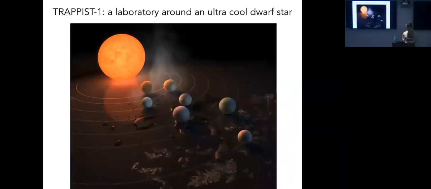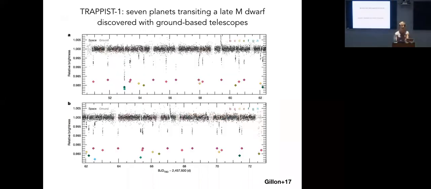Okay, so a totally different planetary laboratory that is near and dear to my heart is TRAPPIST-1, which is a late M dwarf orbited by 7 Earth-sized planets, 3 of which are in the habitable zone. The innermost TRAPPIST-1 planets were discovered with ground-based telescopes, and then an extensive Spitzer campaign revealed additional transiting planets, as you can see in this light curve.